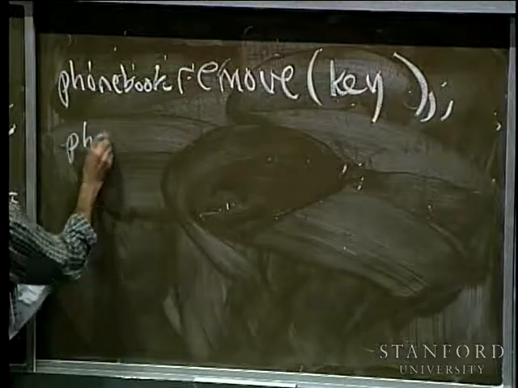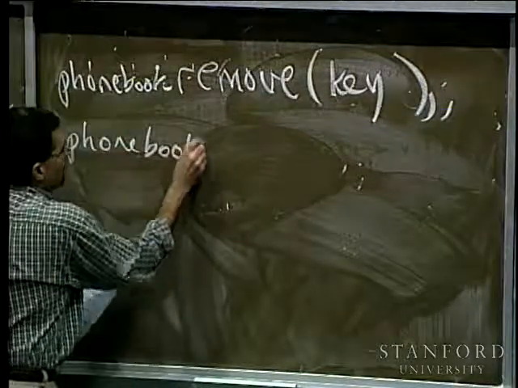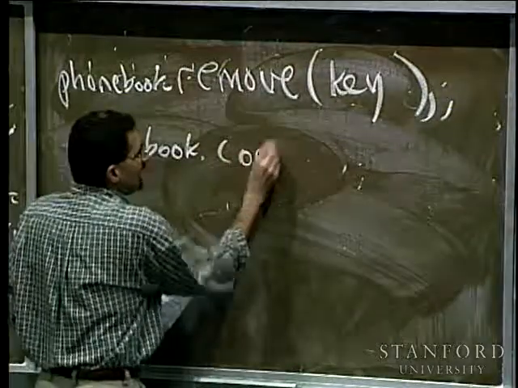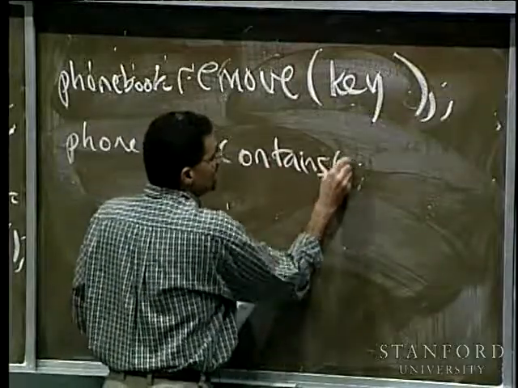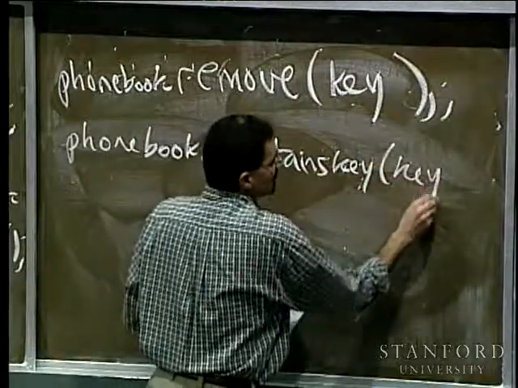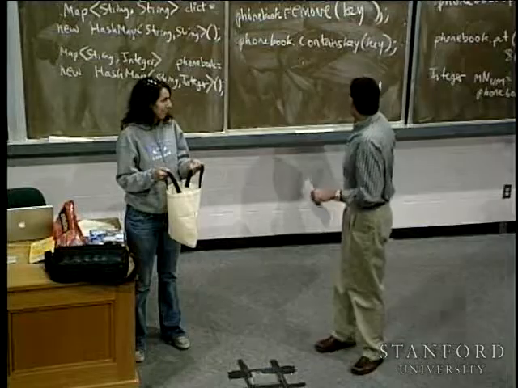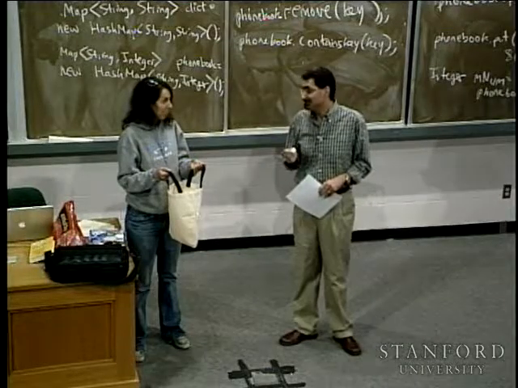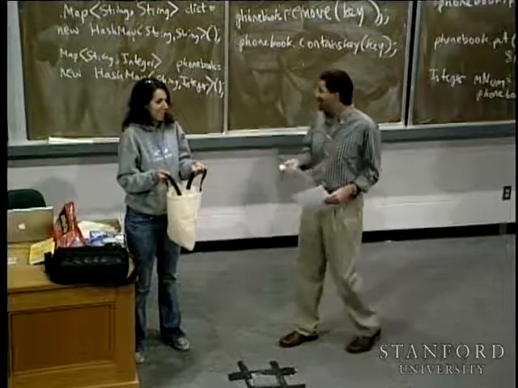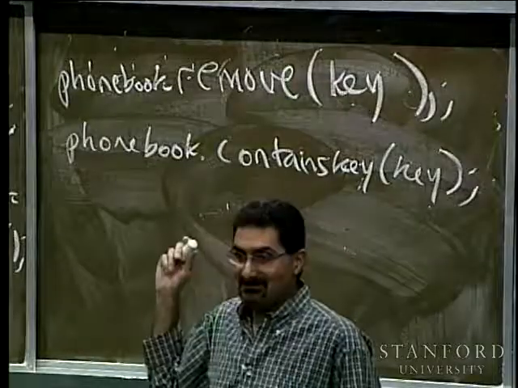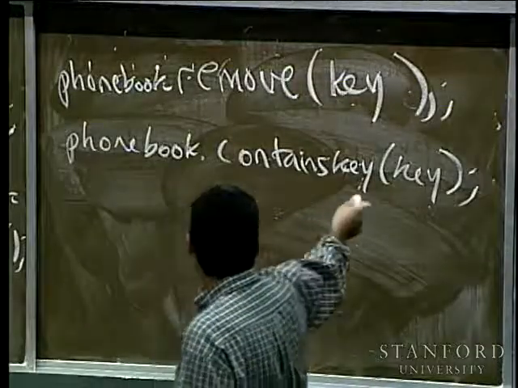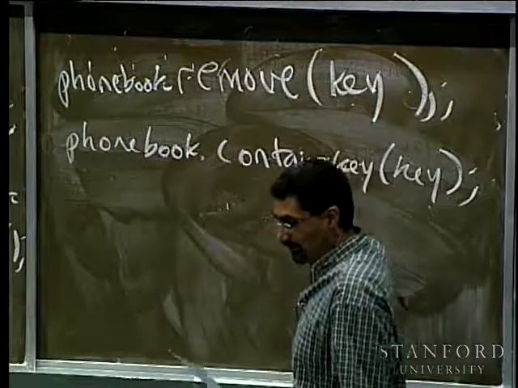But what I can also ask is, oh, phone book, do you contain a key? There's a method containsKey that I give a key and it returns a Boolean. So I can ask, oh, phone book, do you contain key Jenny? True. Phone book, do you contain key Meron? False. False, because the key's been thrown out. We already removed that key.